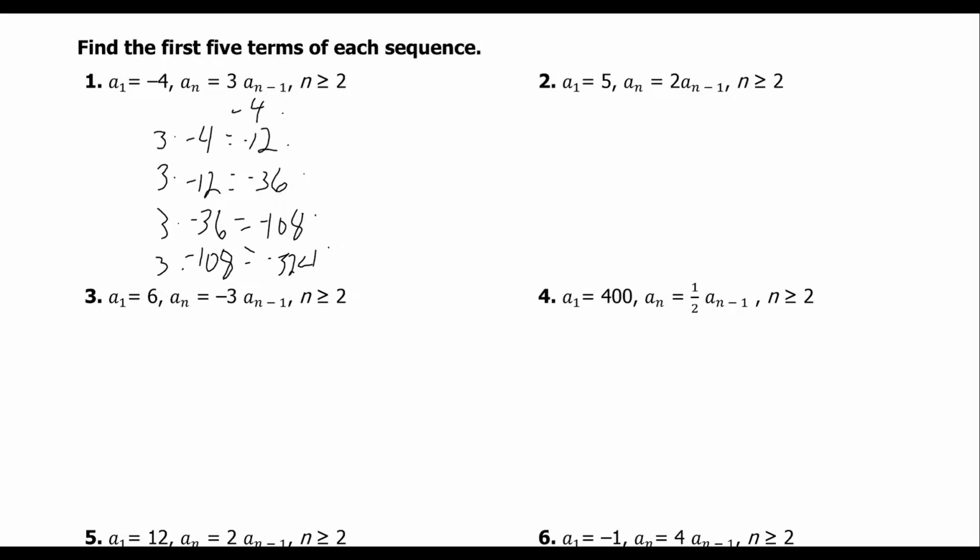Done. So the thing is, with this recursive formula, all that we're going to do is take this number right here that's attached to the a sub n minus 1, the negative 3 here, the 1/2 here, and multiply by that to get the next term. So for number 2, we start off with 5. That's our first term. And we have 2 times 5, which equals 10. 2 times 10 equals 20. 2 times 20 equals 40. 2 times 40 equals 80. And there you have it.